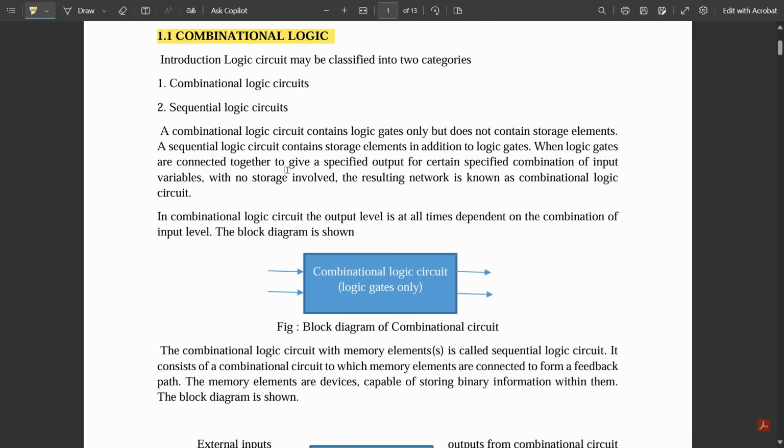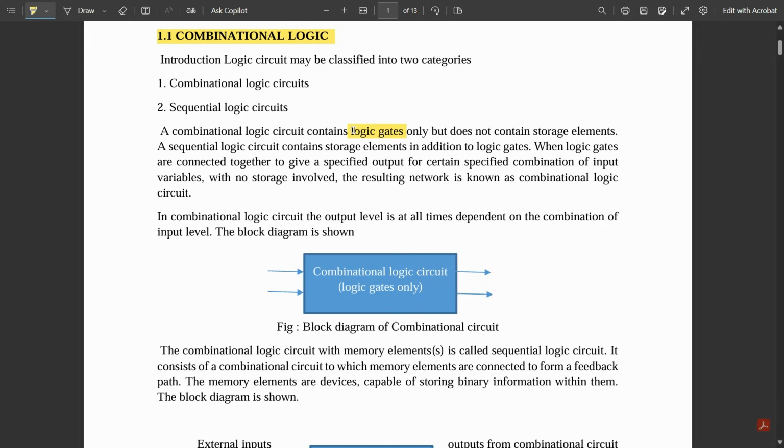Okay, so let us see what is written here now. A combinational logic circuit contains logic gates, that is, this block here is completely made up of logic gates. So you know what logic gates are, right? Some of the important examples of logic gates are AND gate, OR gate, NAND gate, NOR gate, XOR gate, XNOR gate, etc. These are the set of logic gates which you need to know, and it is constructed using these logic gates.